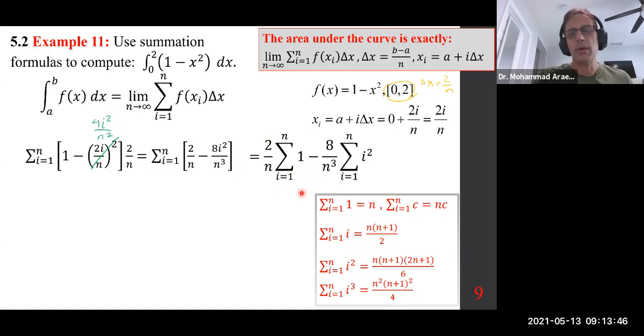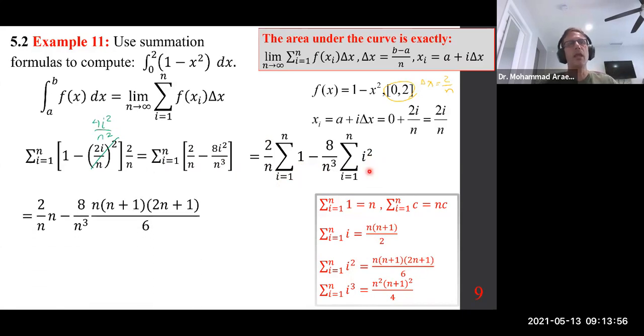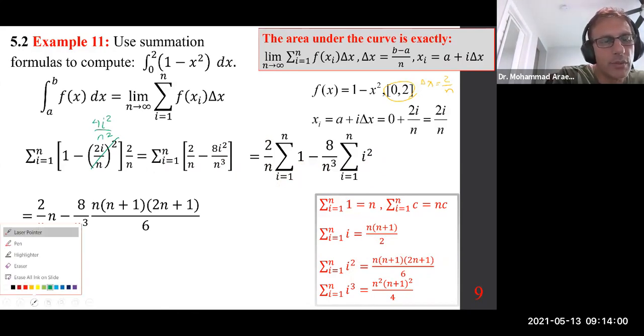So what about the summation of 1? I can replace it with n. What about the summation of i squared? I can replace it with n times n plus 1 times 2n plus 1 over 6. Let's do that. So what matters here, because remember, we are going to take a limit later on.